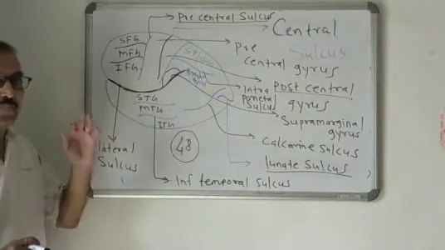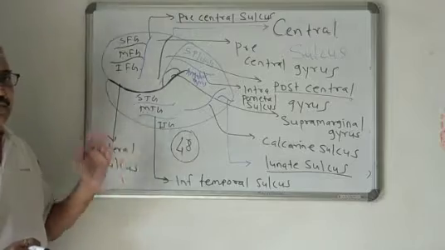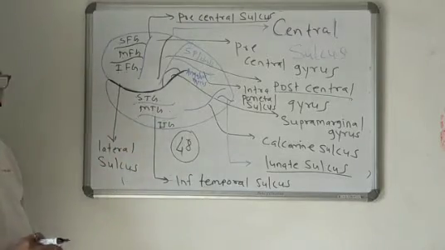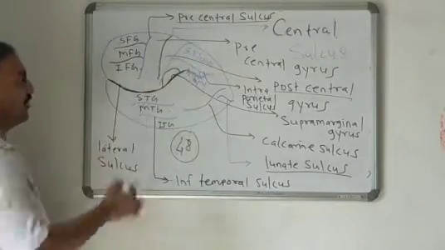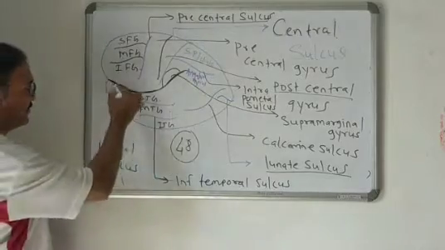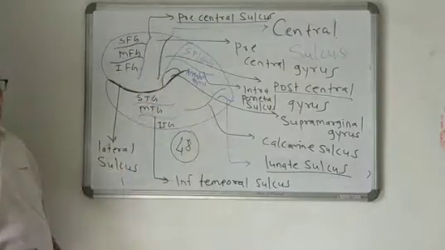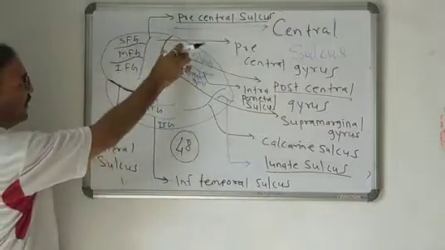Remember, these are the important sulci as well as gyri present over the superior lateral surface. This is the central sulcus, which divides the frontal and parietal lobe, and this is the lateral sulcus. Again, these are the important ones, which lie between the frontal, parietal and temporal lobes.